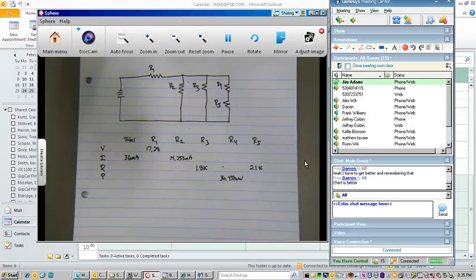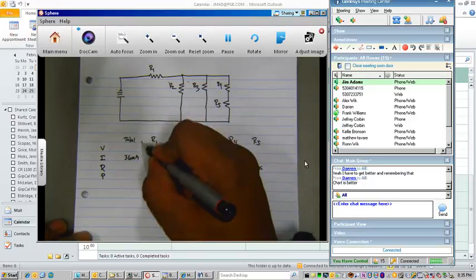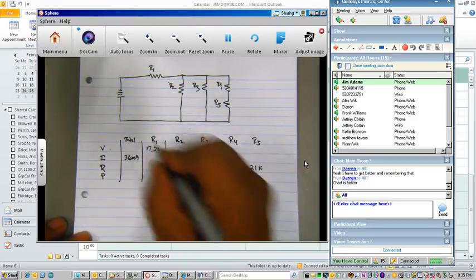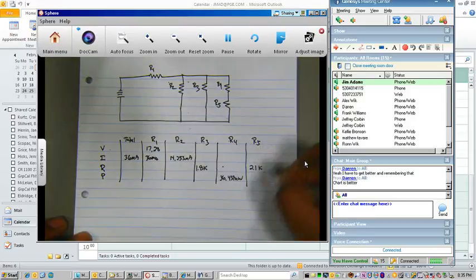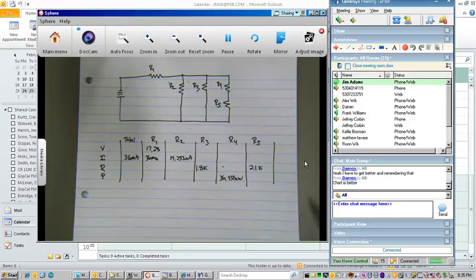Anybody want to try to tackle this one? Current through R1 is going to be 36 milliamps, right? Yep. Okay, what else can we solve easy on this one? Ooh, we gotta do some calculations now. Yeah, you got to do the calculations.